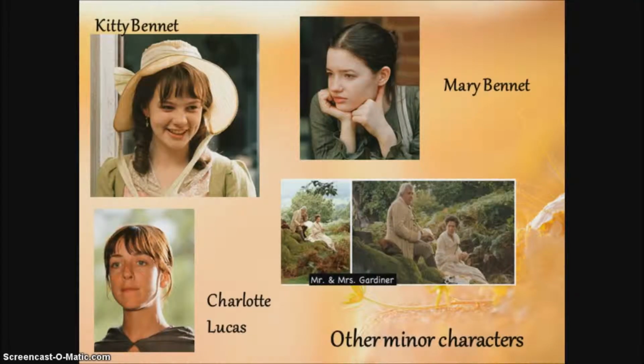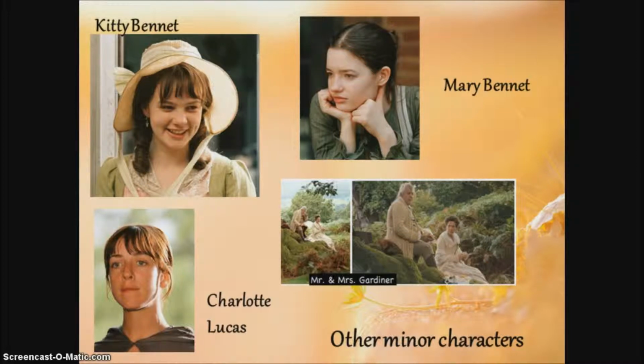Mr. and Mrs. Gardiner. Mr. and Mrs. Gardiner are Mrs. Bennet's brother and his wife. The Gardiners are a lovely couple, and they have a very good relationship with their nieces, sometimes better than the Bennet sisters' parents.